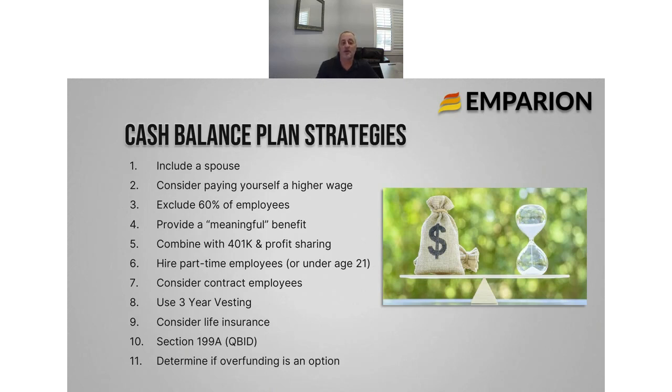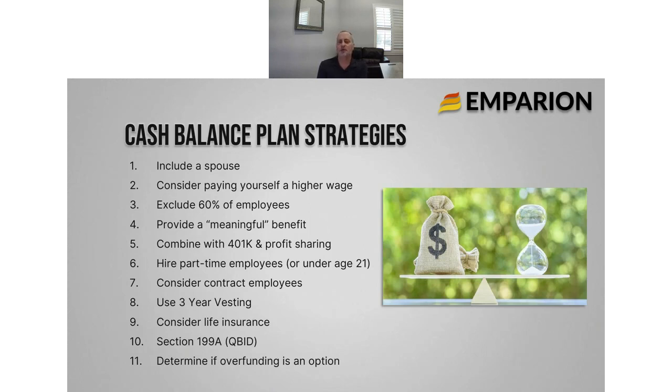We have discussed that you could combine these plans with 401k, profit sharing plans. You also can hire part-time employees. People who work less than 1,000 hours are not required to get an allocation to the plan. Also, people under the age of 21. You can also consider hiring contractors, using 3-year vesting, life insurance. The list goes on and on.